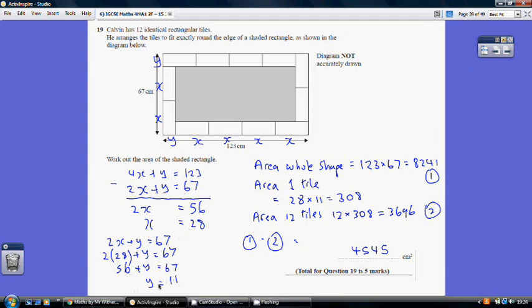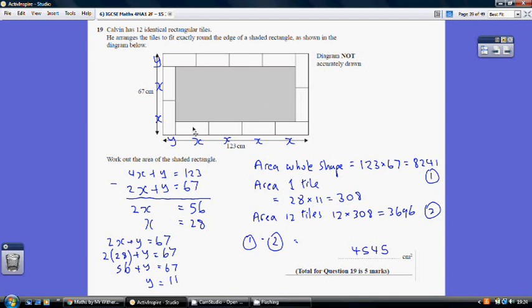So I've now worked out the length and the width of each of these tiles. So let's start thinking about the area of the grey bit, which is what I need to work out, the shaded area, the shaded rectangle. So let's start off by working out the area of the whole shape. That's obviously the biggest rectangle there, 123 times 67, which is 8241. So just park that for now.